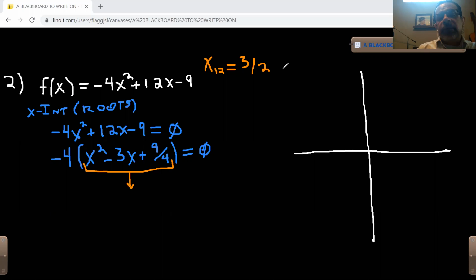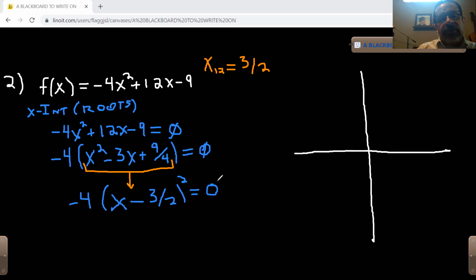Okay, and so this is going to be equal to -4 multiplied by (x minus 3/2) elevated to the power of 2. And how can we verify that?